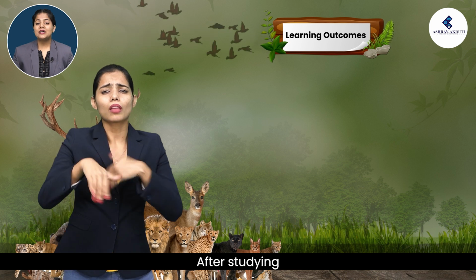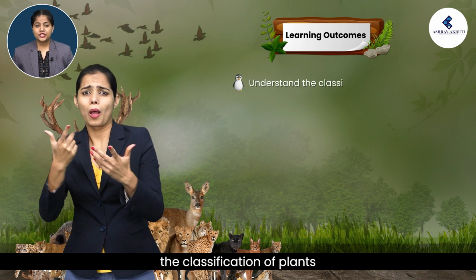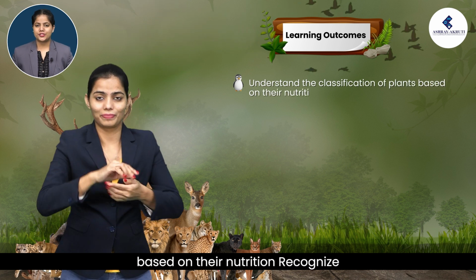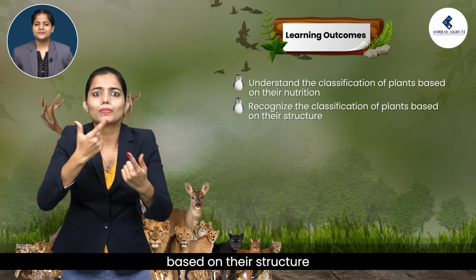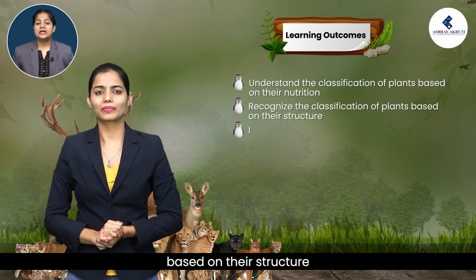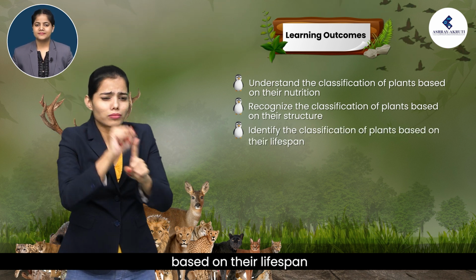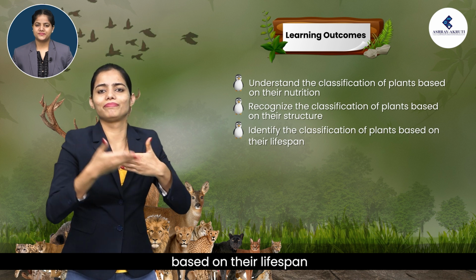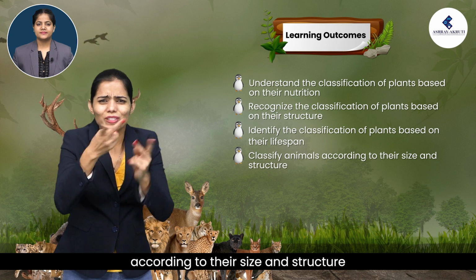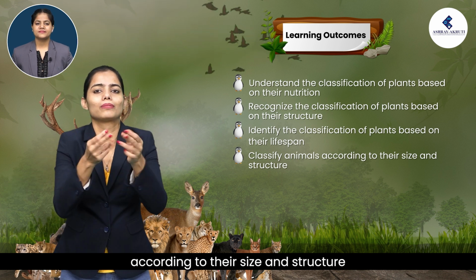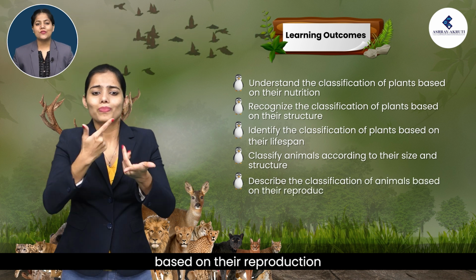Learning outcomes. After studying this topic, you will be able to understand the classification of plants based on their nutrition, recognize the classification of plants based on their structure, identify the classification of plants based on their lifespan, classify animals according to their size and structure, describe the classification of animals based on their reproduction.